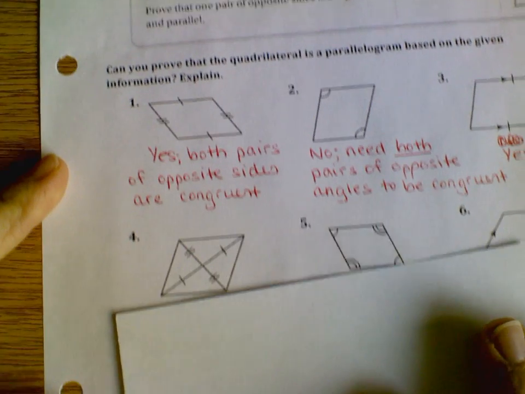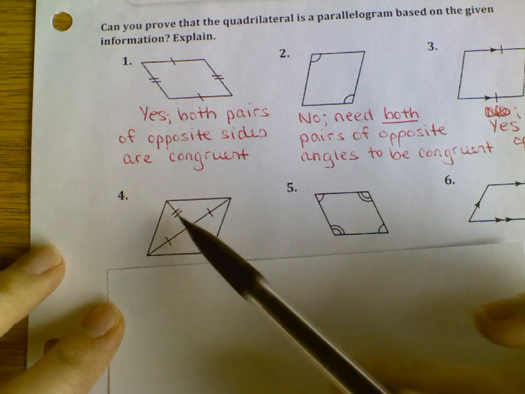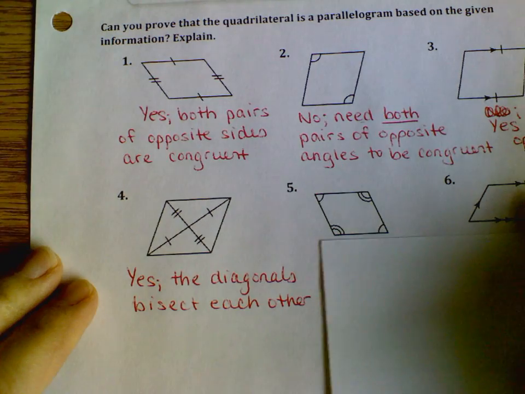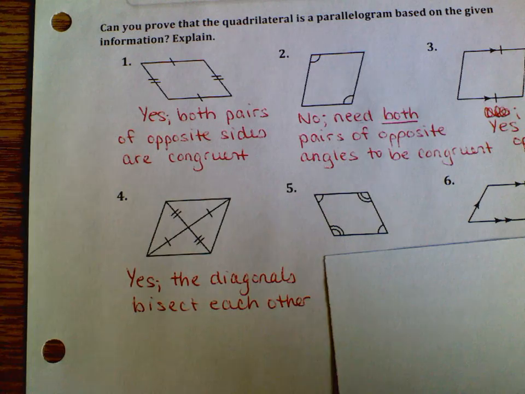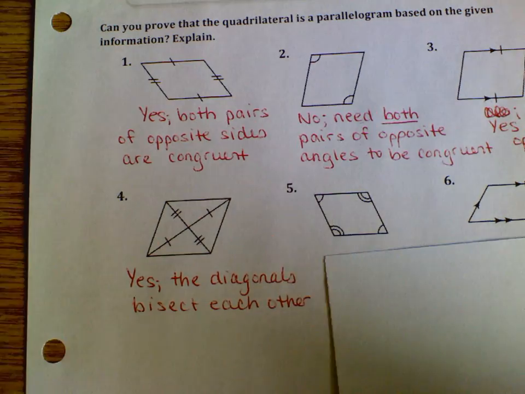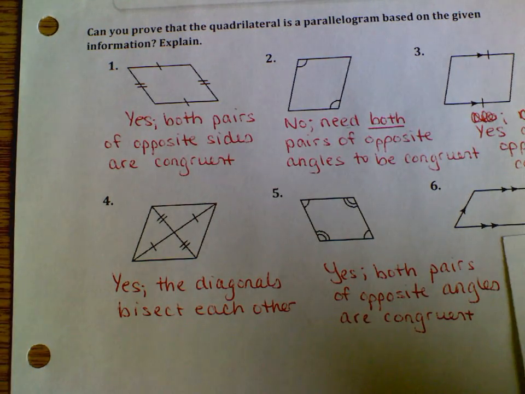So on the bottom row, number 4, I see that I have my diagonals bisecting each other. That's what these tick marks are saying. So this would be yes, because the diagonals are bisecting each other, which is theorem 6.11. Number 5, now notice that we have the opposite angles congruent and both pairs, so this one would also be yes, because both pairs of opposite angles are congruent.